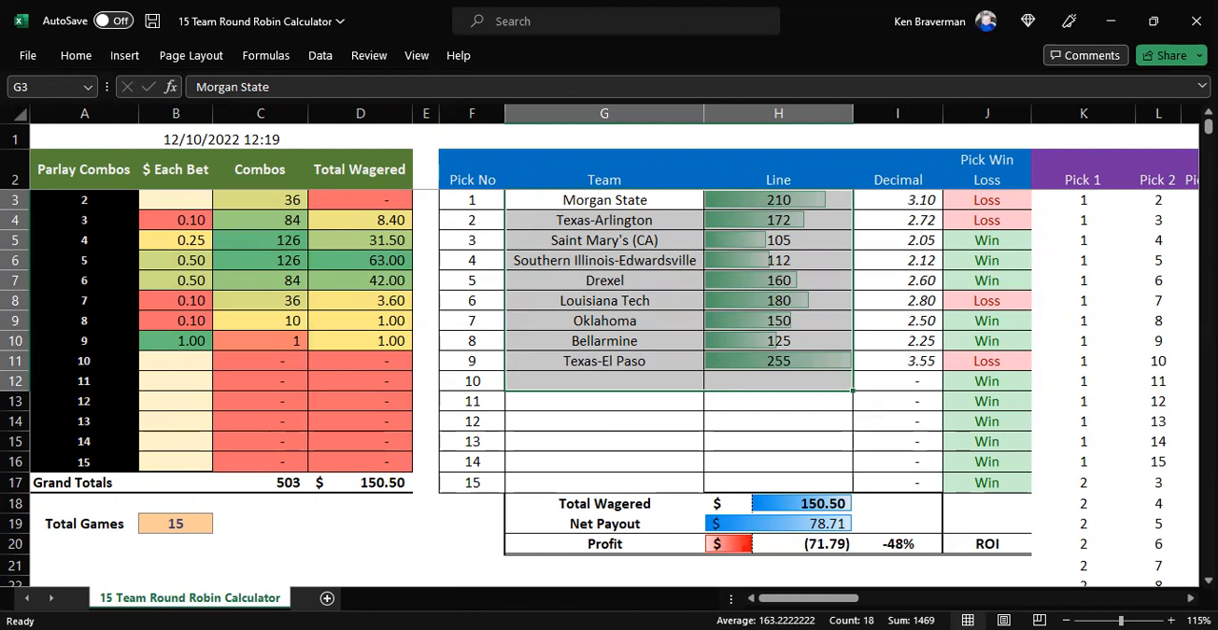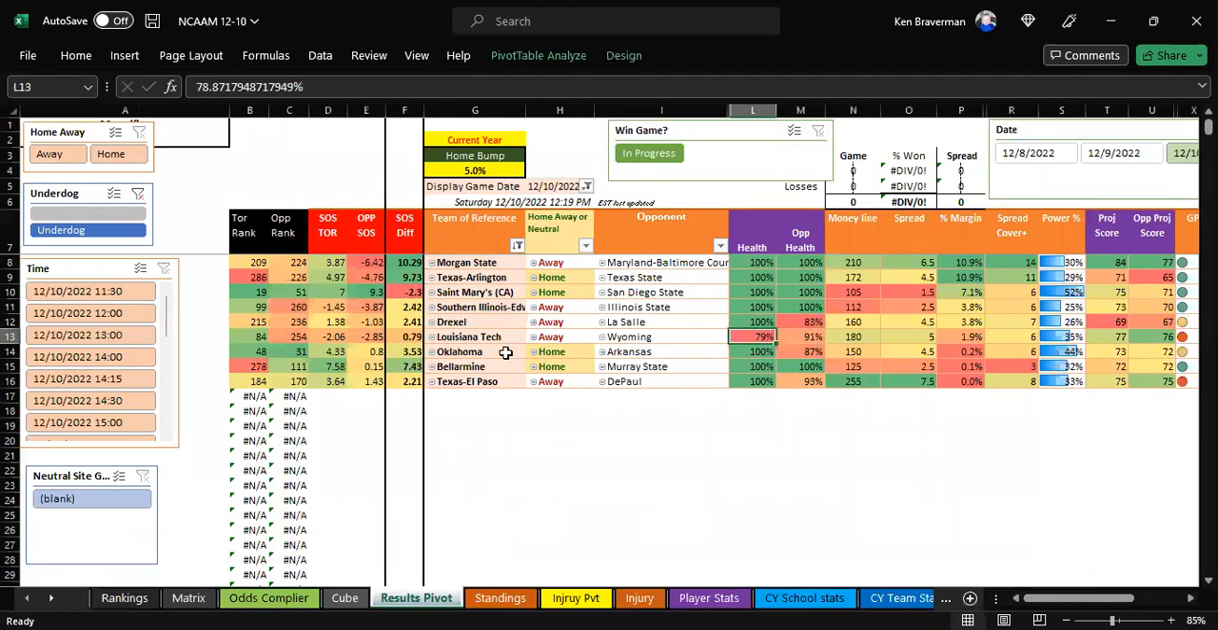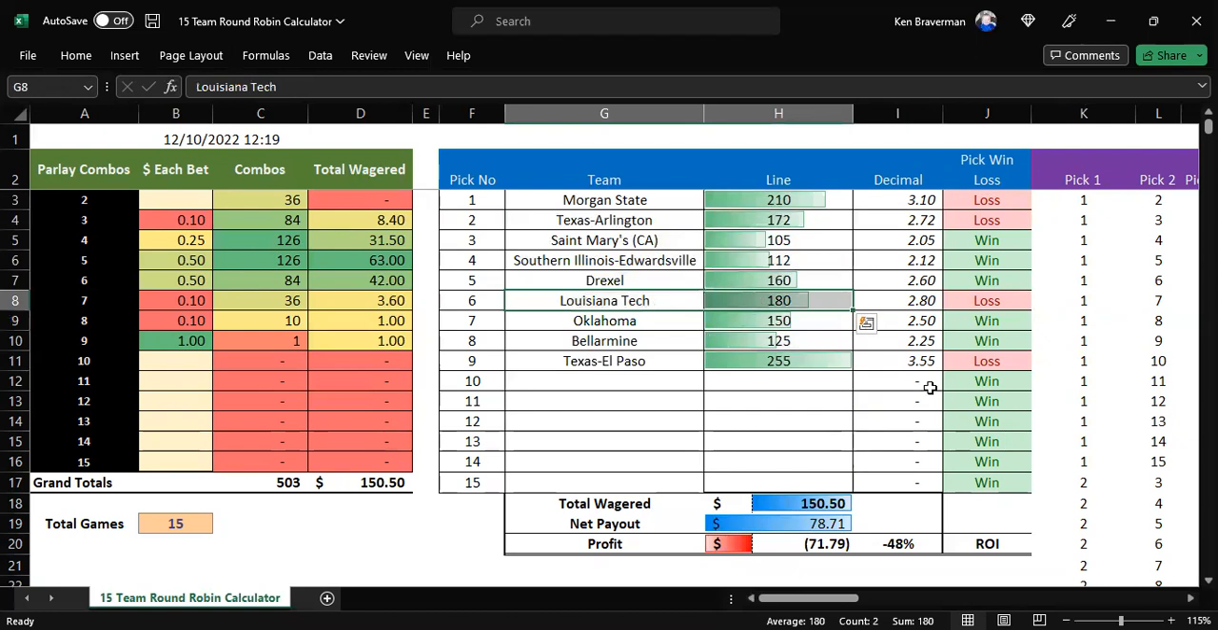So it makes me want to read into this more. For example, you want to stay away from Louisiana Tech here because they're injured. So you want to get them off of there. It just goes on forever. I can't spend all day doing this. I got other stuff I got to do. So point is there's a lot to do.